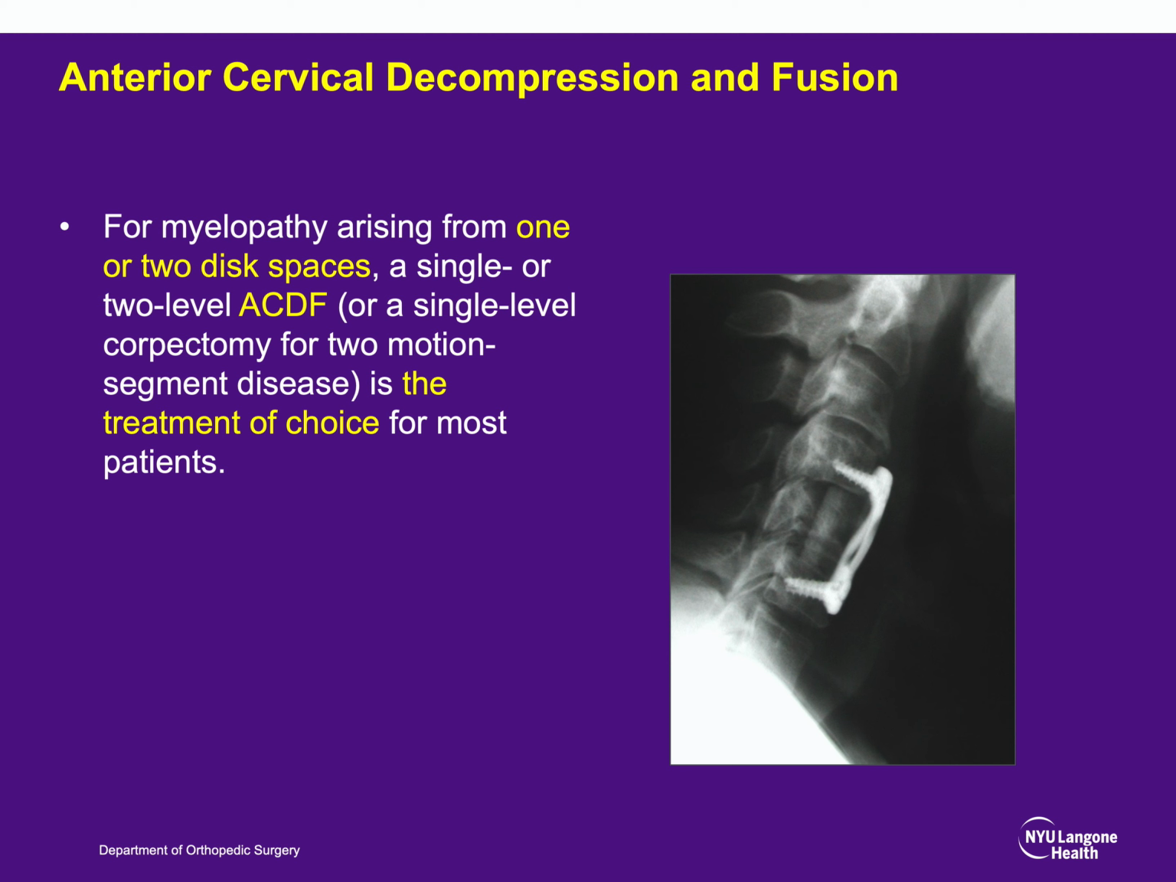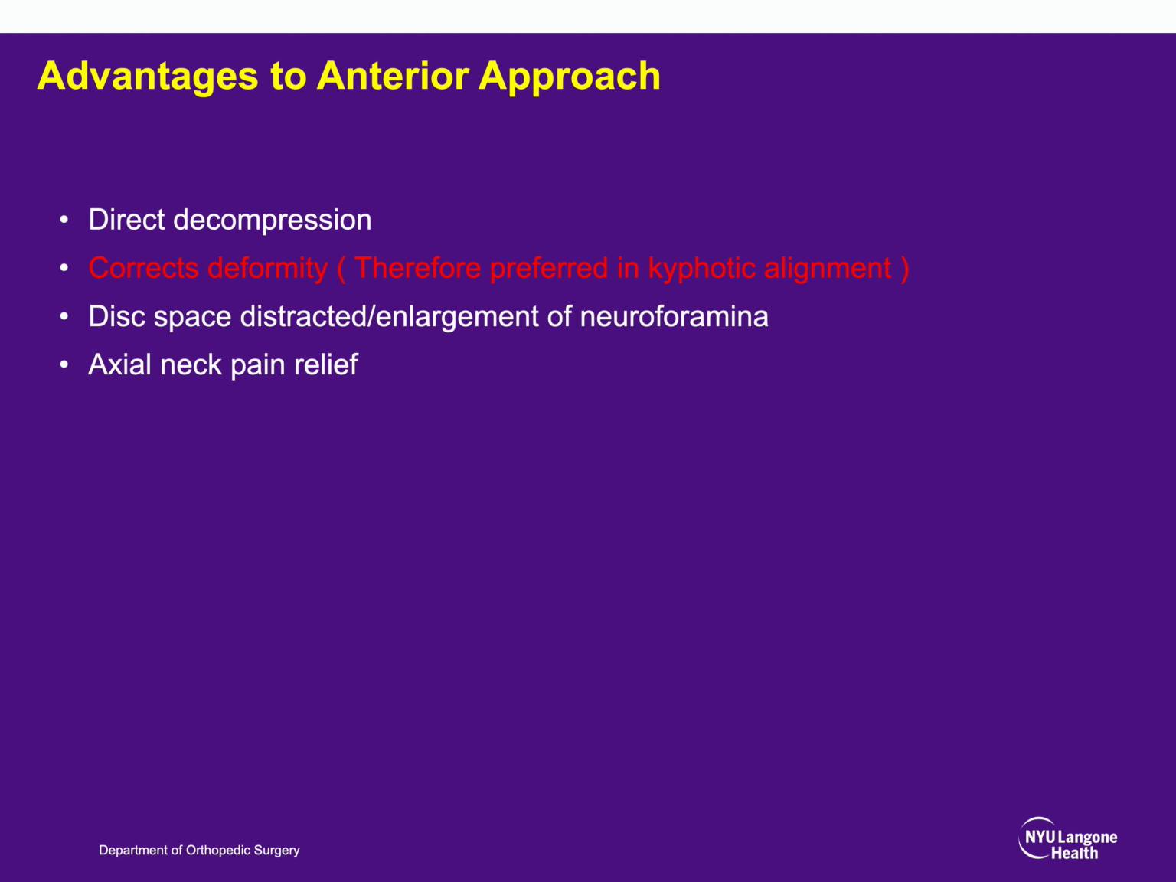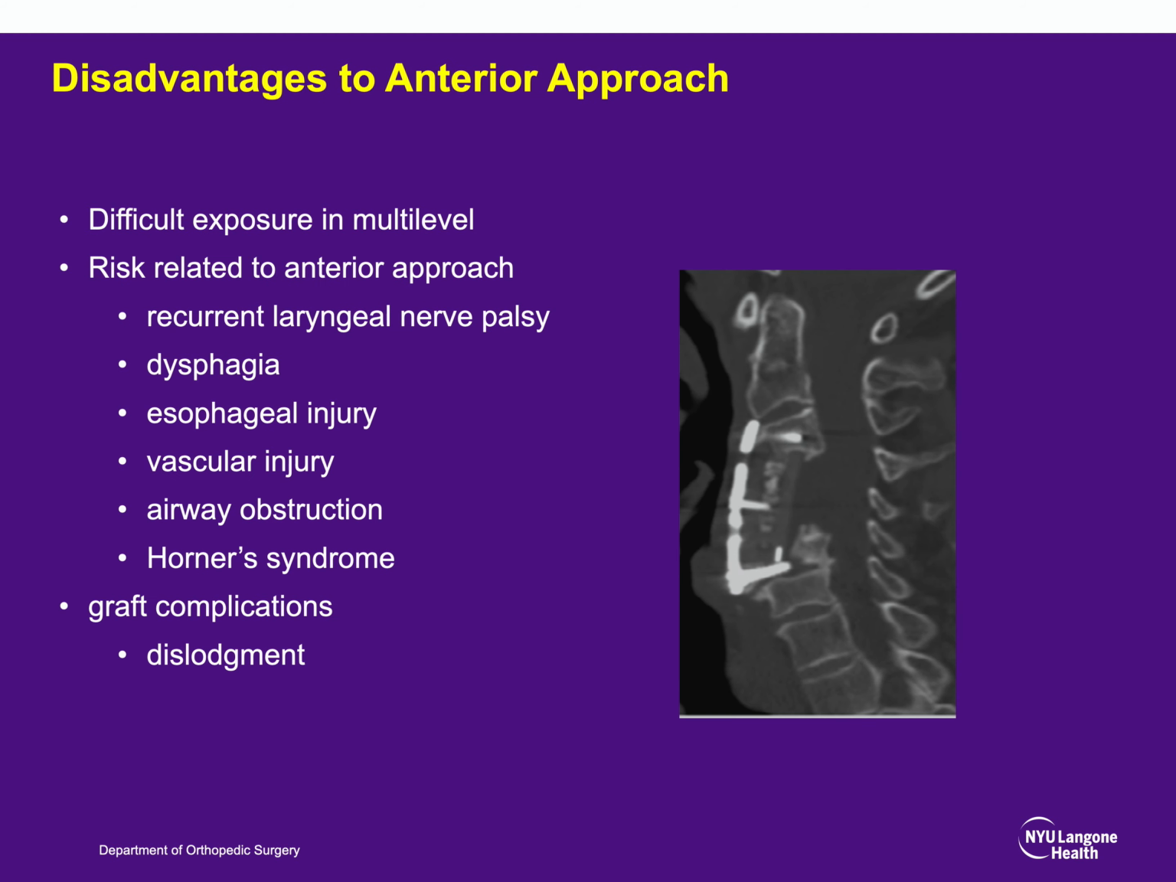So for myelopathy arising from 1 or 2 disc spaces, or even up to 3, single level or 2-3 level ACDF or combination of ACDF with corpectomy is the treatment of choice for most patients. The advantages include direct decompression, correction of deformity, distraction of the disc space, and relief of axial pain. However, there are significant disadvantages to the anterior approach as well.